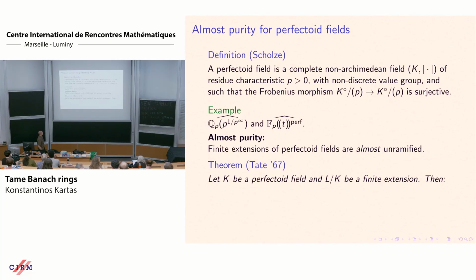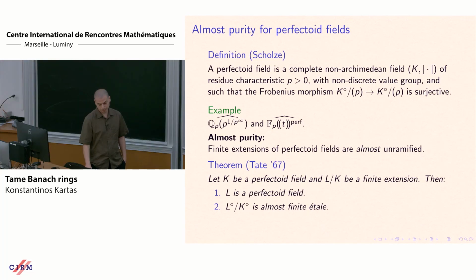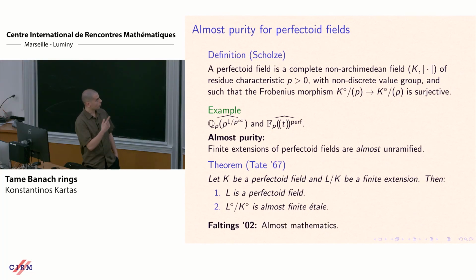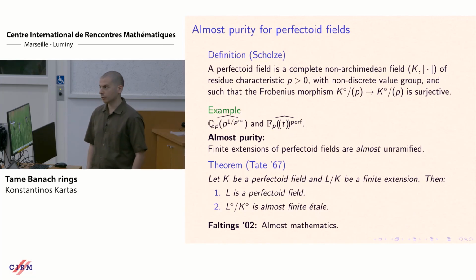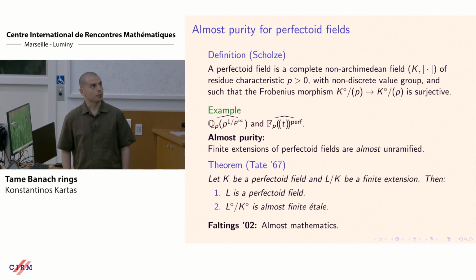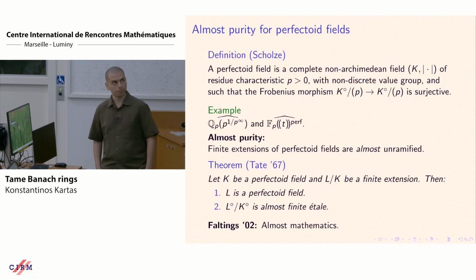So what does this theorem say? You start with a perfectoid field and you take a finite extension L. Then, first of all, L is itself a perfectoid field. And then the extension of valuation rings is almost finite étale, so there is almost no ramification. And this word almost here is meant in a technical sense, in the sense of almost mathematics, which was introduced by Faltings and developed systematically by Gabber and Ramero.